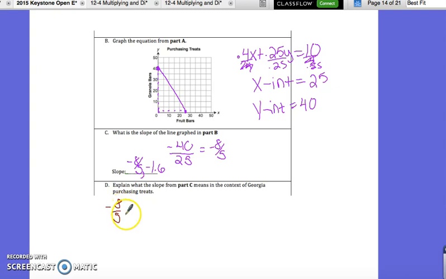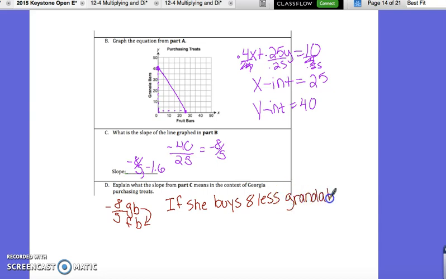Well, we know that X is the fruit bars and Y is the granola bars. So these are the granola bars, these are the fruit bars. So I know if I kind of read it down, if she buys 8 less, because 8 is negative, granola bars, she can buy 5 more, because 5 is positive, fruit bars.